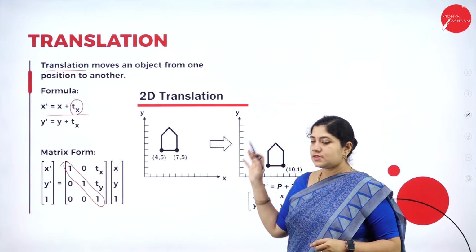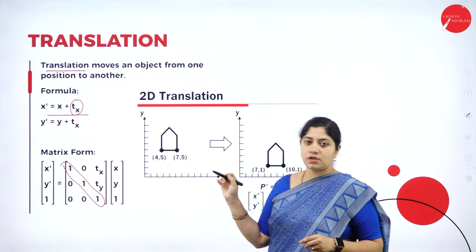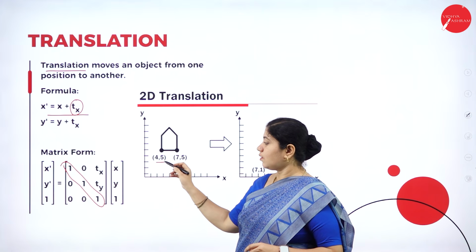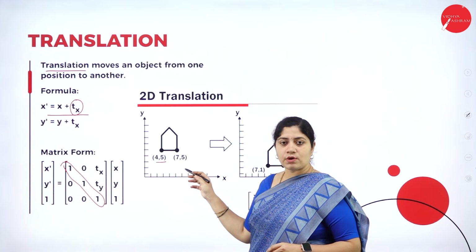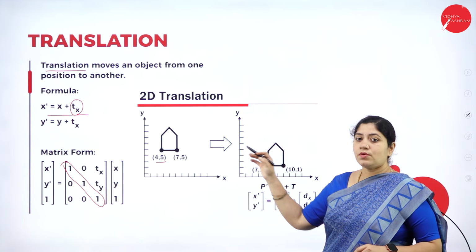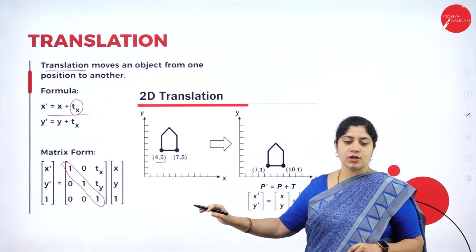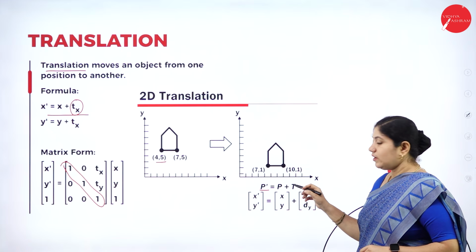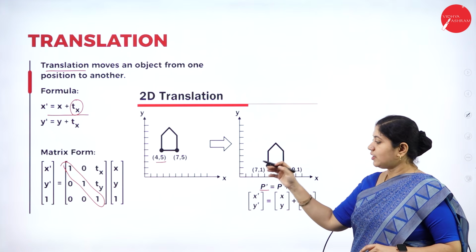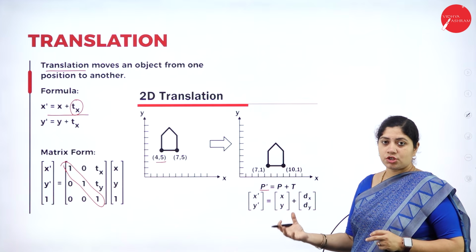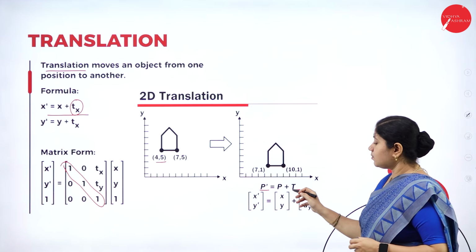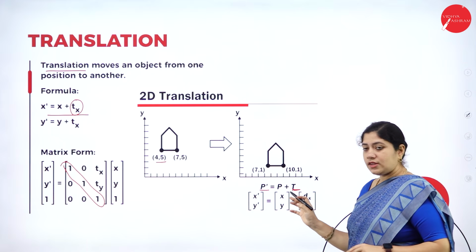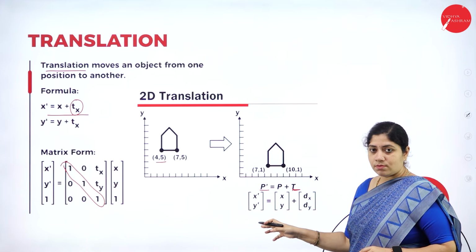Now over here we have considered a 2D translation of a simple object. On the xy plane, an object is placed at the coordinates 4, 5 and 7, 5. For this, if we apply the transformation formula, that is P dash equals P plus T, where P is the basic position values we consider, and T is the transformation value, like where we are supposed to transform. If we provide that value, let's see the matrix form for that.